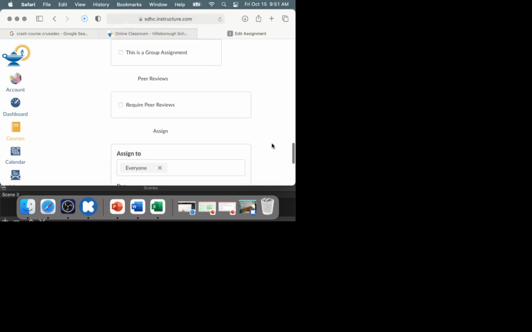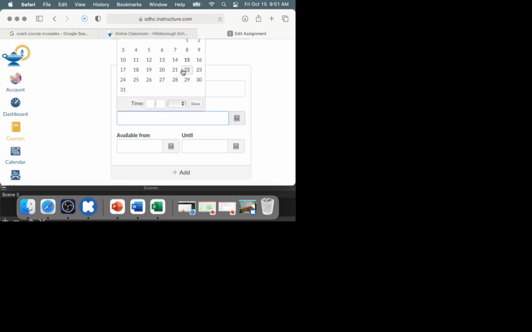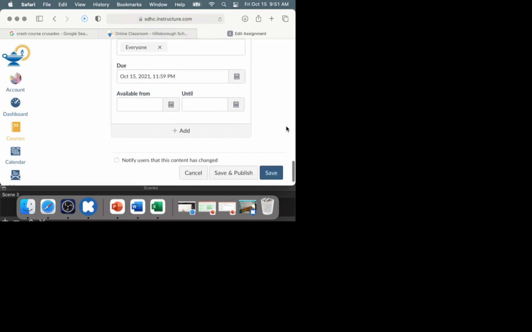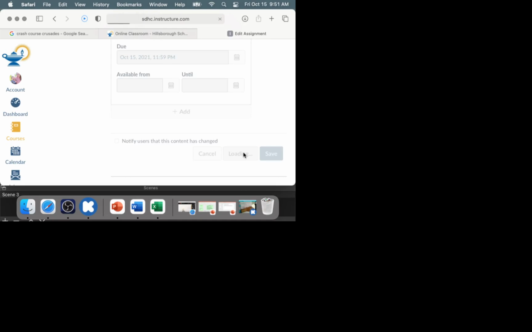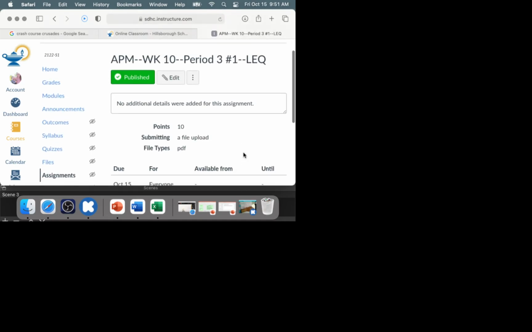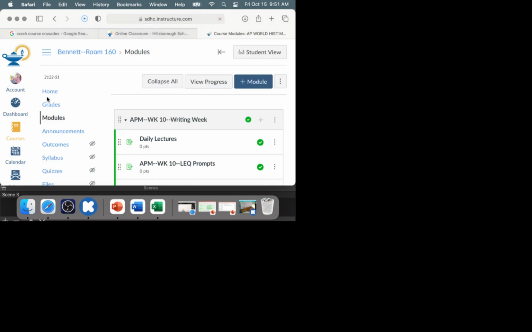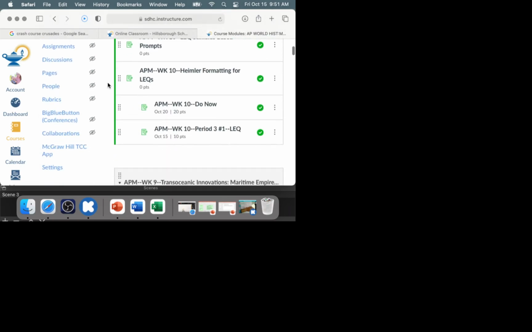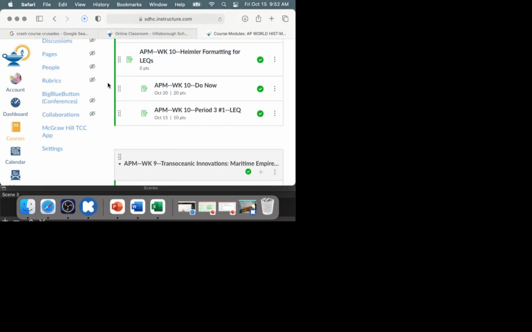So, the whole reason why we're doing this is because I need you to have that information so you can be successful. So, I'm opening it right now. LEQ period 3, number 1. If you go to your modules, it's at the very bottom. Okay, so all you're doing is taking a picture of the first page. I don't need all of the information because I'm trying to make this go as fast as possible.